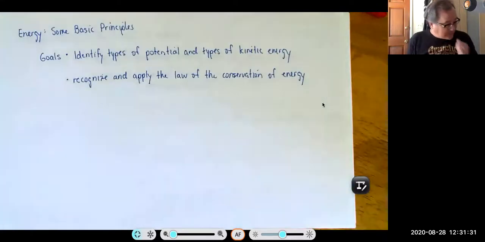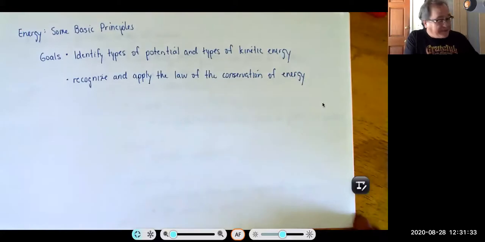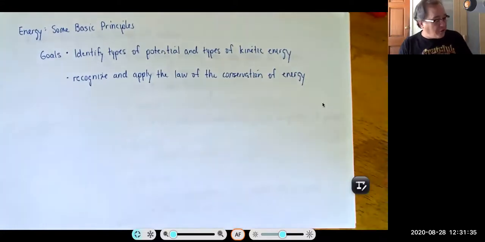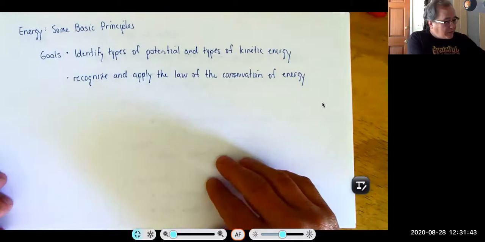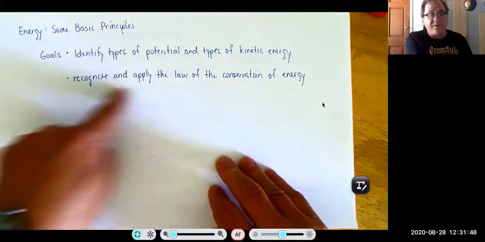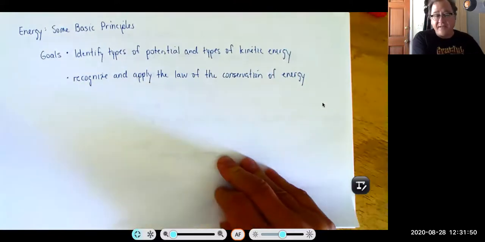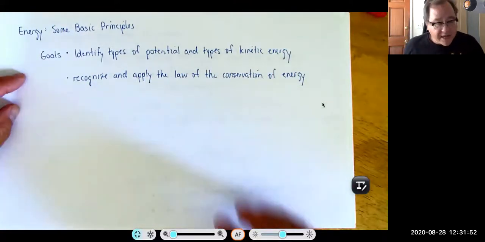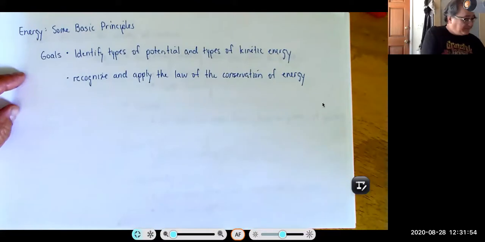Okay, next we're going to be looking at energy and some basic principles. So the goals are to identify types of potential and types of kinetic energy, recognize and apply the law of the conservation of energy. Really, we're going to be doing this when we do a lab about specific heat, where you will also need your dimes and your pennies.